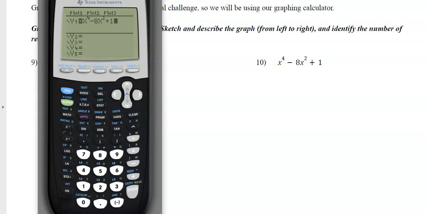Now, remember, I'm in a weird window. Right now, I'm in the window from the last problem. So I could just gamble, hit graph, and maybe get lucky. Let's just graph. That, to me, looks kind of like a parabola. But that might not be the whole picture.